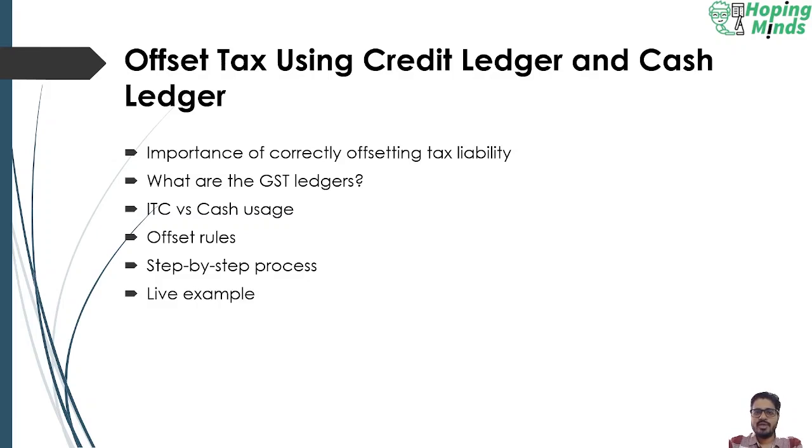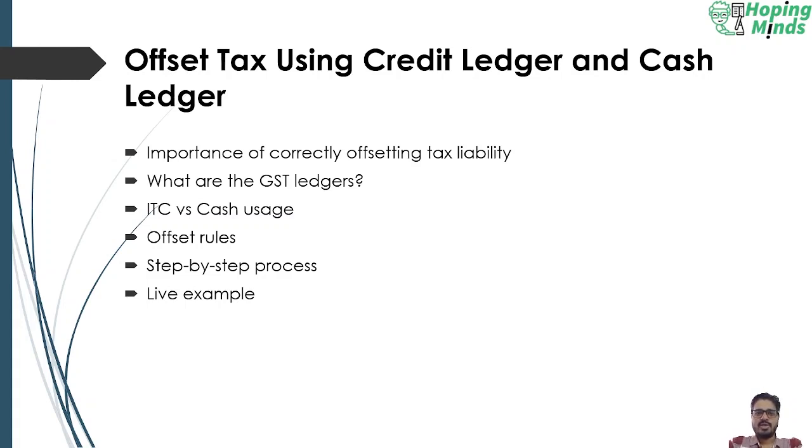So today we are going to see how to offset the tax liabilities against the cash ledger and the credit ledger. In this session we are going to see what is cash ledger and credit ledger under GST and how the balances appearing in cash ledger and credit ledger are utilized to pay off the output tax liability during the reporting period. So before we proceed with today's session, let us quickly see what we did in our previous session.